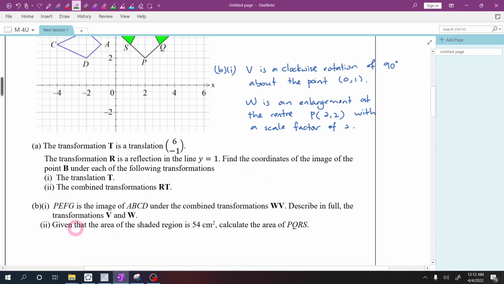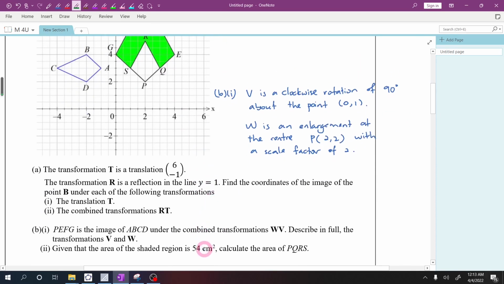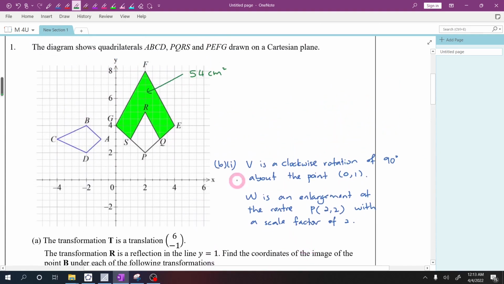So in this situation, we don't have to add a negative sign for the scale factor. Okay, let's try the last one, P2. Given that the area of the shaded region over here is 54 square centimeters, calculate the area of PQRS. Where's PQRS? So we want to find the area of PQRS, which is over here. First you need to think, how do we get the area of the shaded region? We take the area of the whole image minus the area of this object PQRS, right?